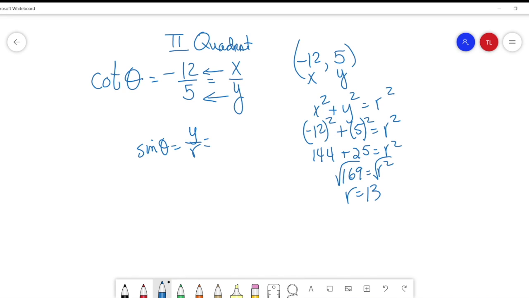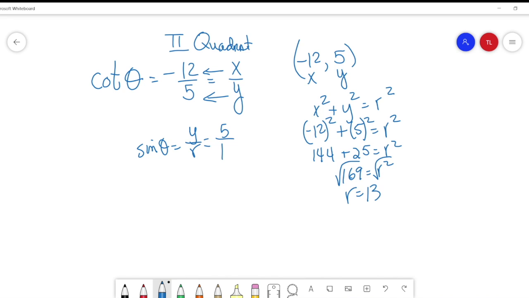13 squared is 169. What's 196? 14. What's 225? 15. What's 256? 16. 289. What is it? 324. 361. 400. No, I forgot it. 17 is 289. 18 is 324. 19 is 361. All right, so what's the y here?